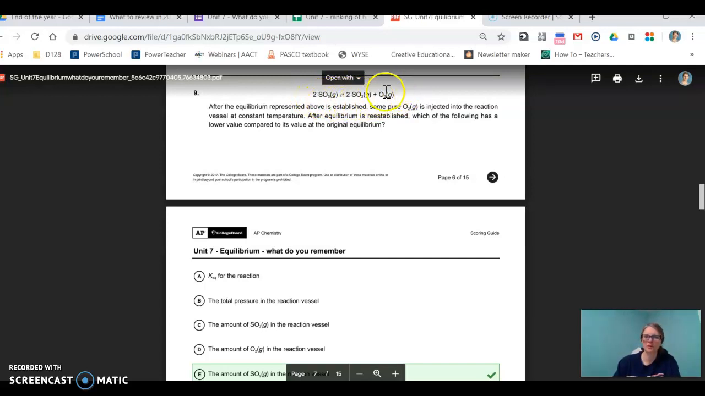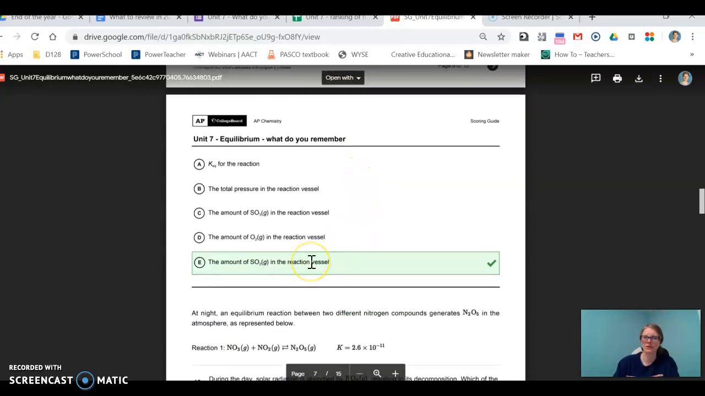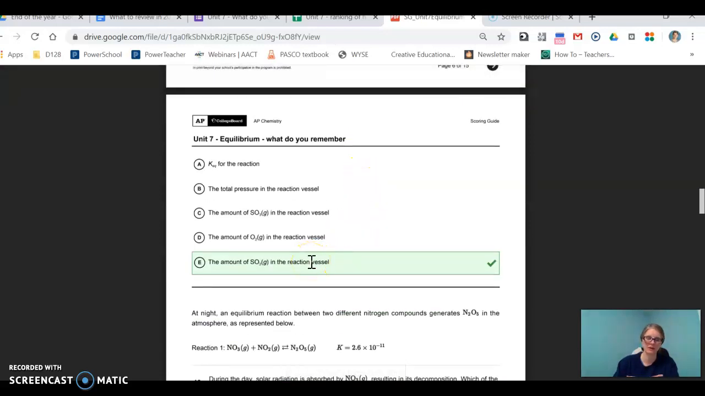So suddenly you have more O2, it'll shift to create more of the reactants, which means the SO2 will be used up. So the original equilibrium is set, but once you added O2, you shifted it to create more reactants, which means you took away SO2 that was originally there. That's why there's less SO2 in the vessel now than there was before, because you added the oxygen.